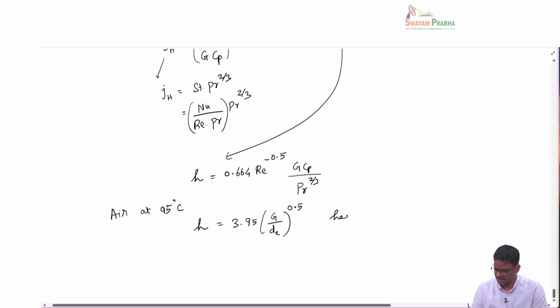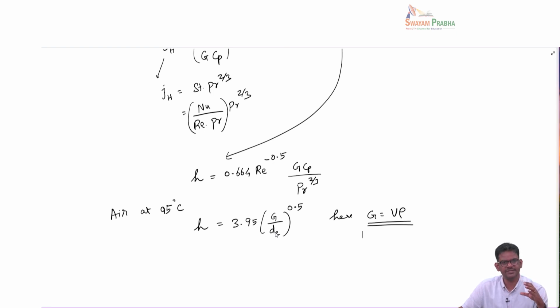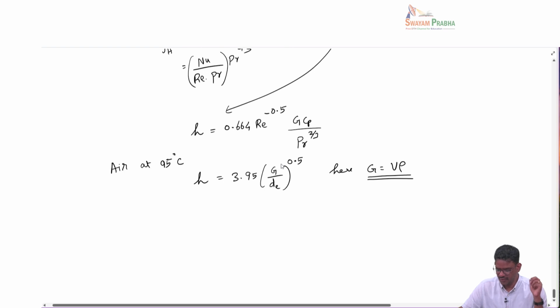Here G is nothing but the flow velocity times the density. So basically it's a mass velocity, and D is a characteristic dimension, the linear dimension for which the gas can flow through. So it is related to some sort of length scale. What is important to note here is that H is proportional to the square root of flow velocity.